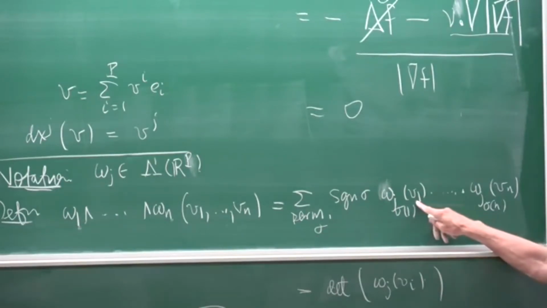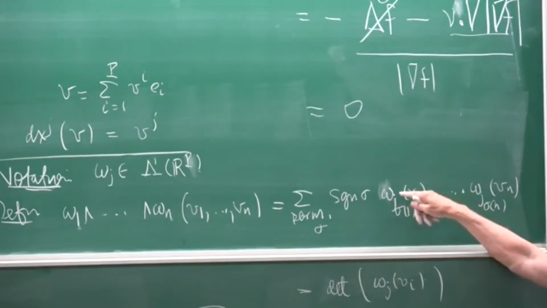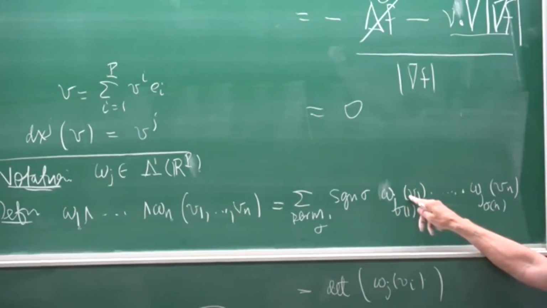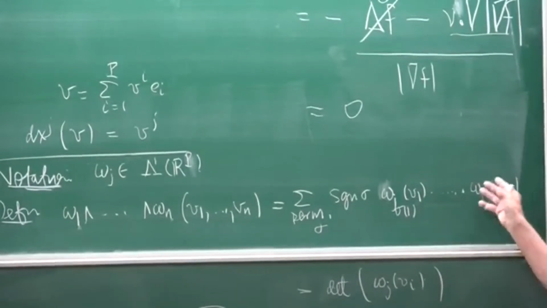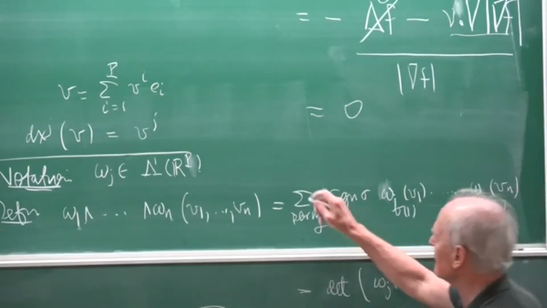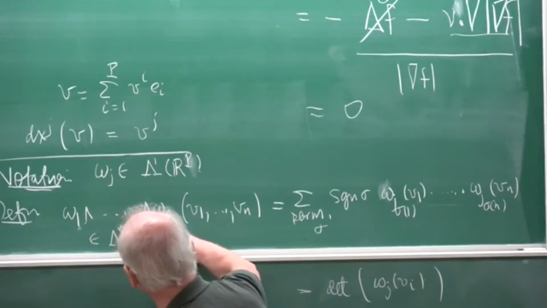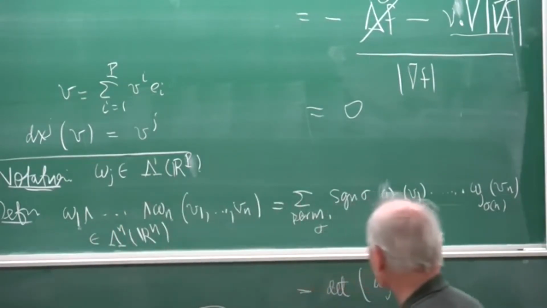Because it's clearly linear in each v. For instance, it's trivially linear in v1, because the only place v1 appears here is in that first slot, and ωj is a linear functional, right? So it's trivially linear in v1, etc. And it's trivially alternating, right? If you flip two, that's one of the properties of determinants. If you flip a pair of columns, then it changes the sign of the determinant. So this is definitely one of these things in Λn(Rn), like so.